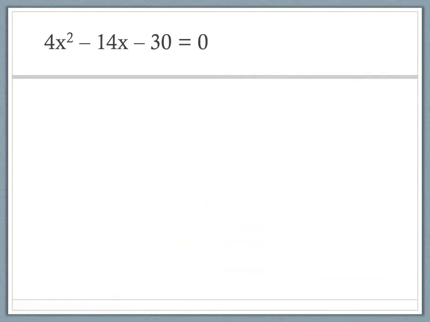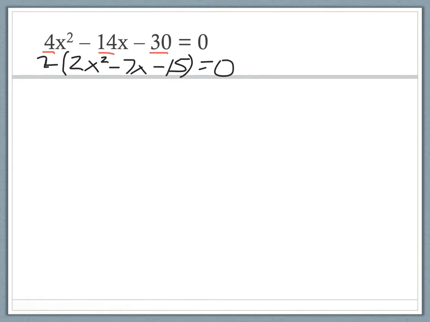All right, for this one, if we look, it already equals 0. So half that battle is already done for me. But now before I start trying to factor this, I notice that 4, 14, and 30 all have a number in common. Okay, so I'm actually going to take out that 2 that they all have in common. Now I'm going to be left with 2x squared minus 7x minus 15 equals 0.